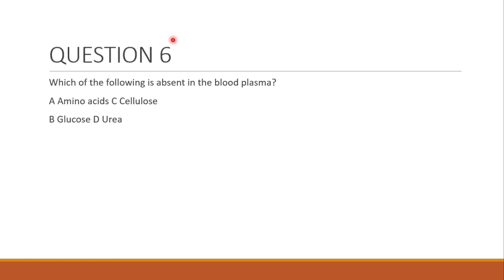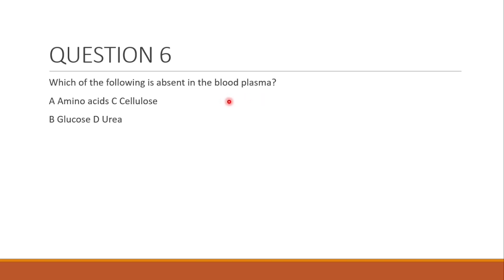Question 6. By the way, under question 5, that's double circulation. If you watched the tutorial video under double circulation, that was easy for you to understand. Question 6. Which of the following is absent in the blood plasma?